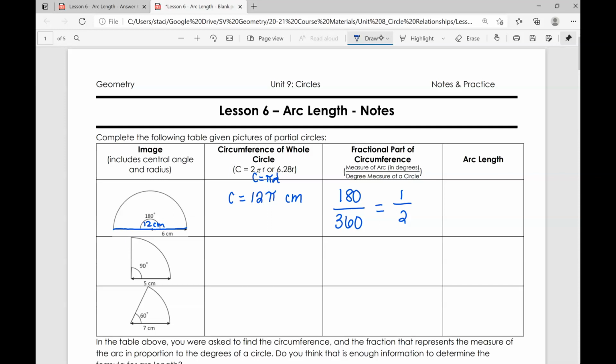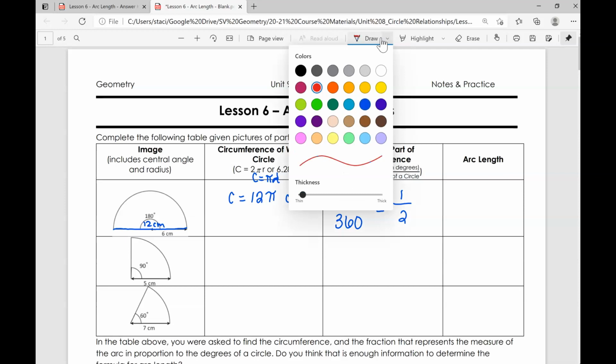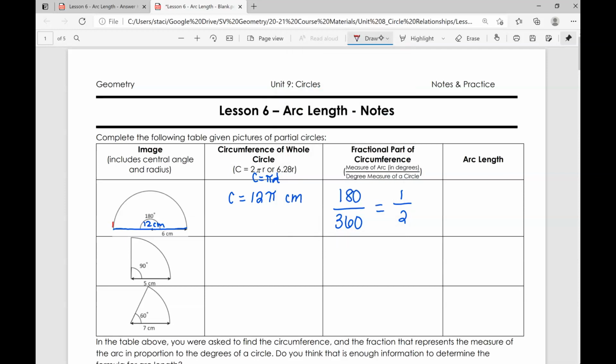So now, arc length is essentially a fraction of the circumference. Since I don't have a whole circle, I have half a circle, my arc length, which we denote with this letter S, is not going to be 12 pi, because 12 pi is the whole circle. My arc length, this piece in red, is going to be half of the circumference. Remember, arc length is just a fractional piece of the circumference.